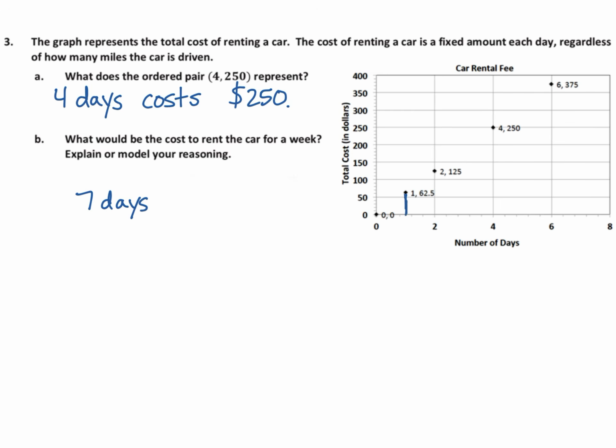But if you look right here, there's this point (1, 62.5). So what that's saying is 1 day costs $62.50. So for 7 days, we need to multiply by $62.50 to tell us the total amount.